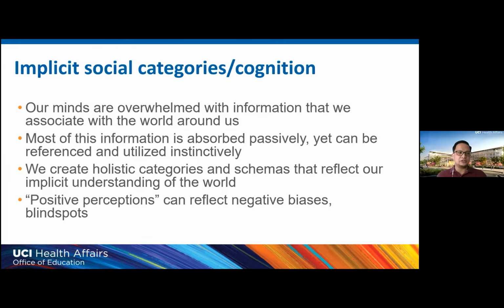So just to ground us in some definitions and some concepts, right? Implicit biases are a natural product of the way that we process the world around us. A lot of the information, especially nowadays, we are inundated with media and imagery and stimuli all around us. A lot of what we learn about the world is very passive, right? And yet we can reference it very instinctively.